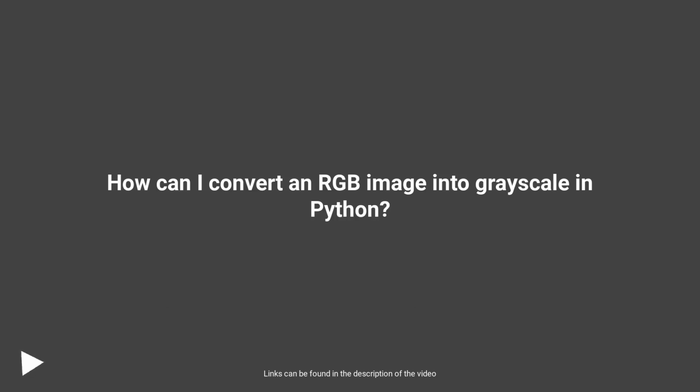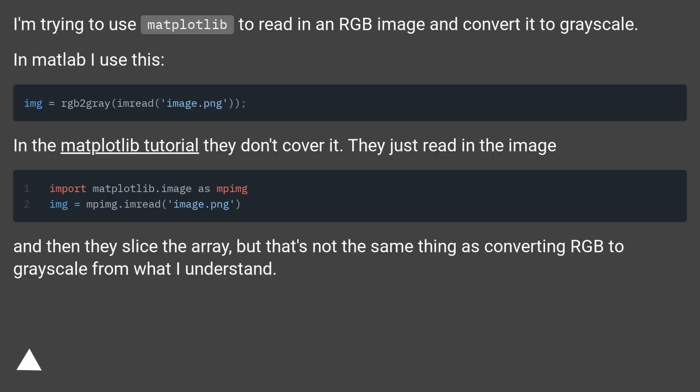How can I convert an RGB image into grayscale in Python? I'm trying to use matplotlib to read in an RGB image and convert it to grayscale. In MATLAB I use this. In the matplotlib tutorial they don't cover it. They just read in the image.